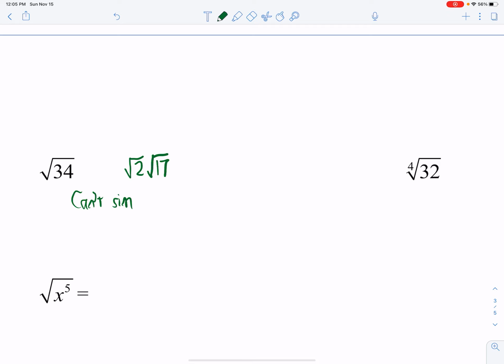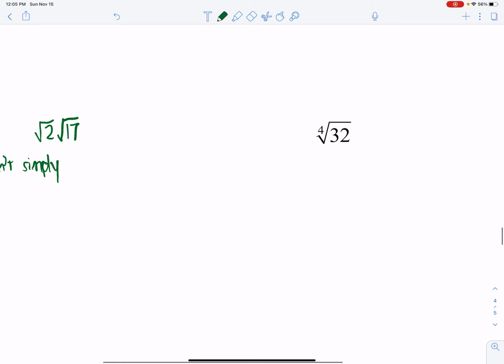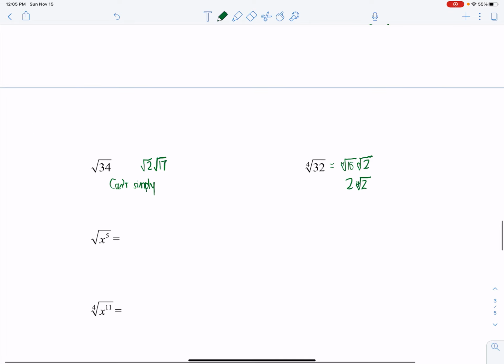There's no way to split up 34 so that you could simplify just part of it. Now, you're not going to run into fourth root problems that you would need to simplify very often in your college algebra classes. But if you do need to simplify fourth roots, you're usually looking for either 16 or 81. In this case, for the fourth root of 32, 16 goes into 32 twice, and the fourth root of 16 is 2. So we would end up with 2 times the fourth root of 2.